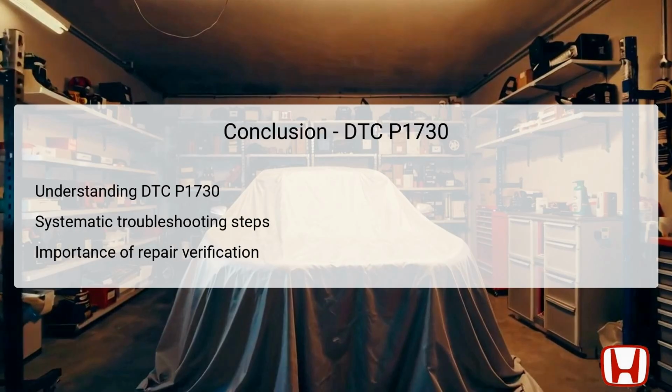In conclusion, understanding DTC P1730 is crucial for Honda CRV owners, as it signals a significant issue with the transmission's ability to shift properly. The systematic troubleshooting steps outlined provide a clear pathway to diagnose and resolve this problem efficiently. Each step, from verifying fluid levels to checking solenoid operations, serves an important purpose in isolating the issue. Moreover, confirmation through repair verification ensures that the initial problem does not recur.